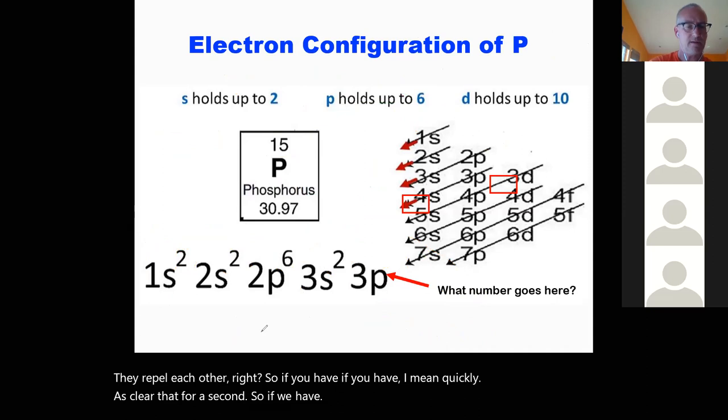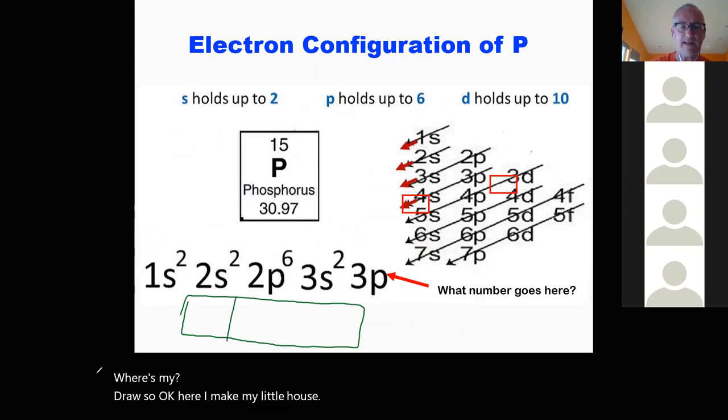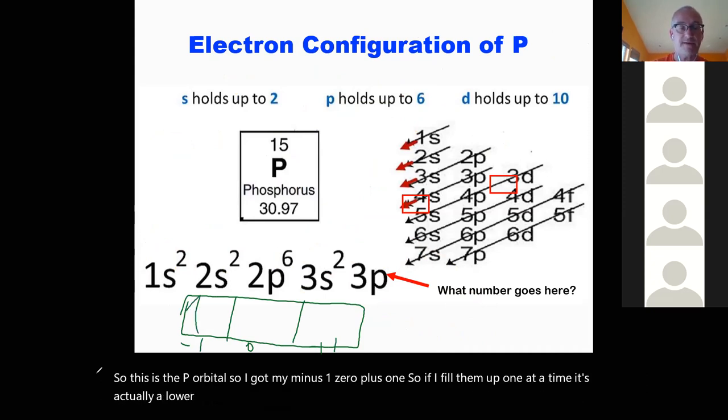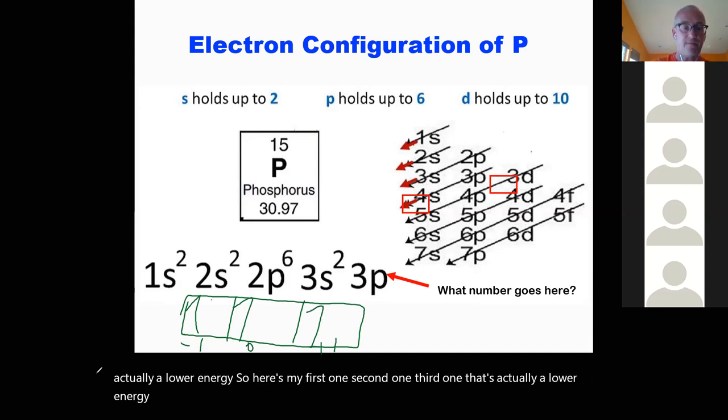So, okay, here I'll make my little house. So this is the P orbital. So I've got my -1, 0, +1. If I fill them up one at a time, it's actually a lower energy. So here's my first one, second one, third one. That's actually a lower energy level than if I put that one there.